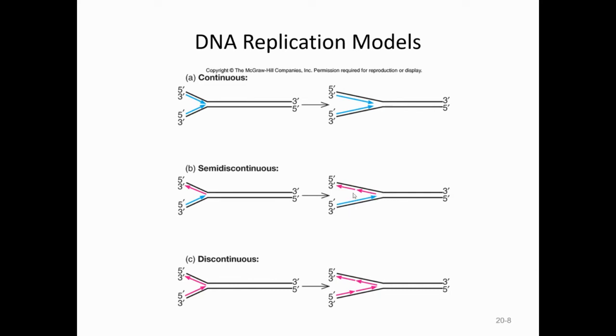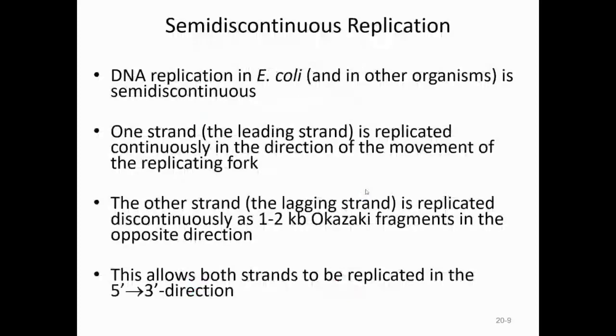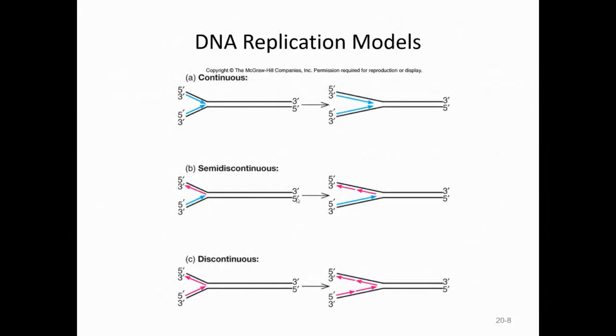synthesize continuously. And for this one, 3' to 5', they will do it discontinuously. So they will do it region by region. We have one region, 5' to 3', and when you finish, another region, 5' to 3'. And so later on, scientists confirmed that the DNA replication model is the semi-discontinuous model.